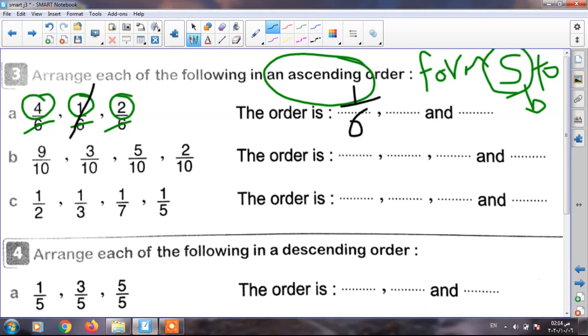So I will write the next fraction here. 2/6. Okay. And I will cancel from here. After that, 4/6.